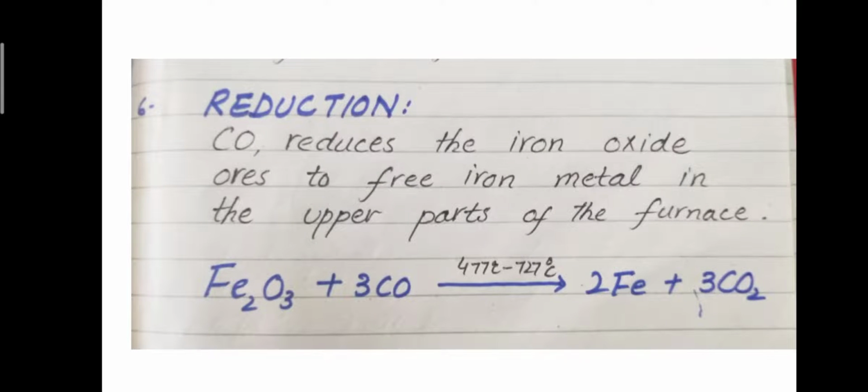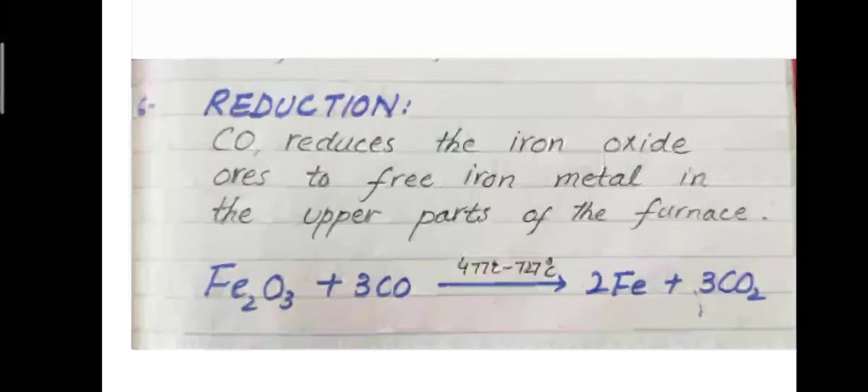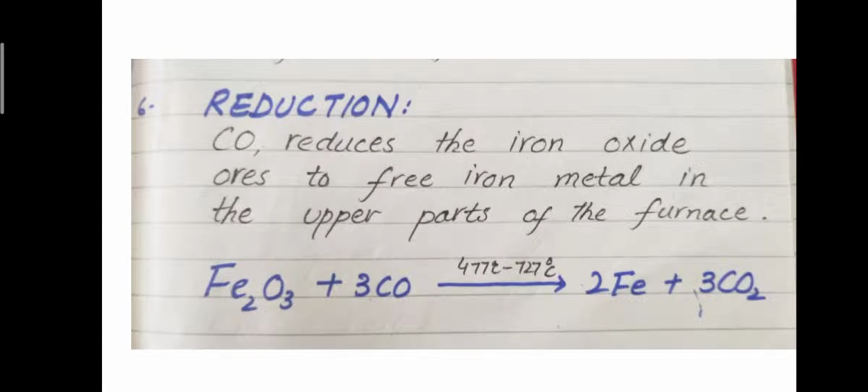Step 6. Reduction. Carbon monoxide reduces the iron oxide ores to free iron metal in the upper parts of the furnace. It is the iron ore Fe2O3. When it reacts with carbon monoxide, free iron metal is produced.